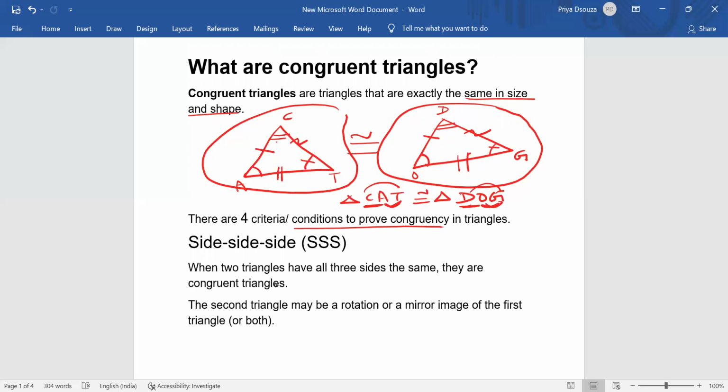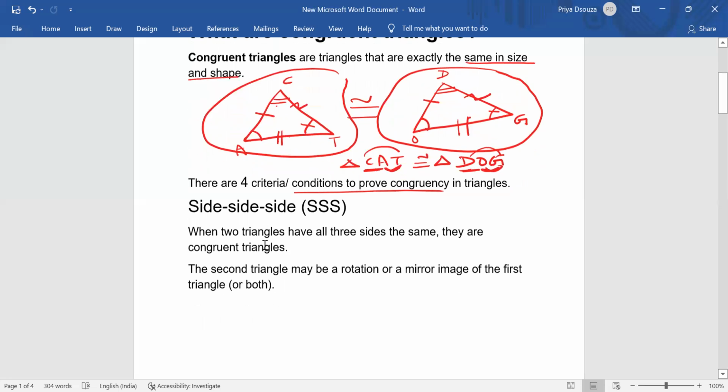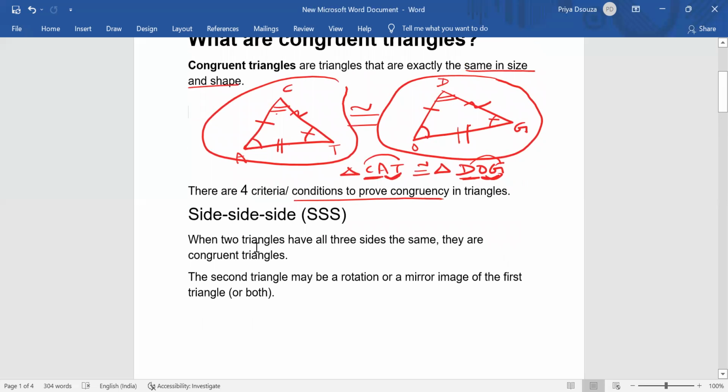This does not mean that every time I give you two triangles and ask whether they are congruent, you're going to measure the three angles and three sides of the first triangle and the same for the second, and then show that all the three angles and all the three sides of the first triangle are equal to those of the second. It is not necessary, because we have four criteria to prove congruency in triangles. With minimal information, I can establish that the given triangles are congruent.